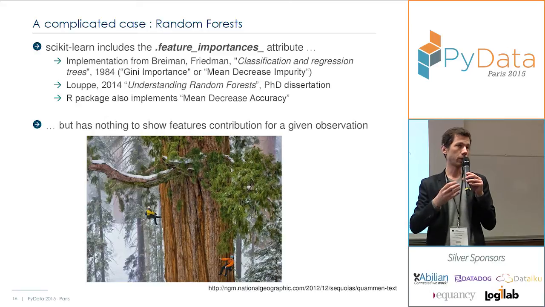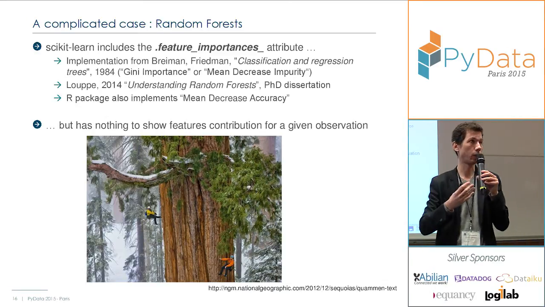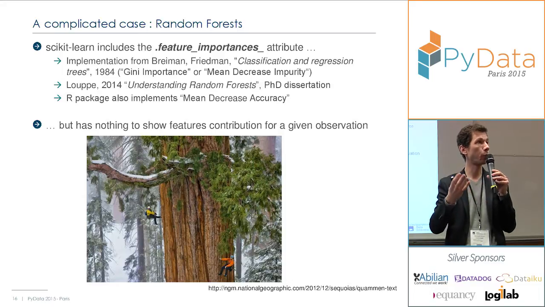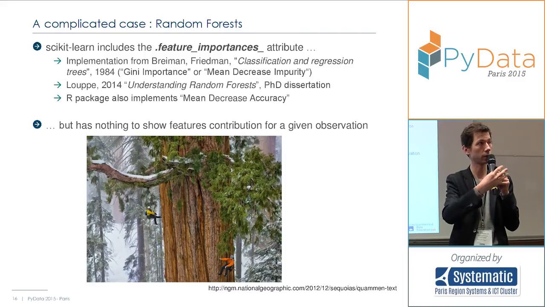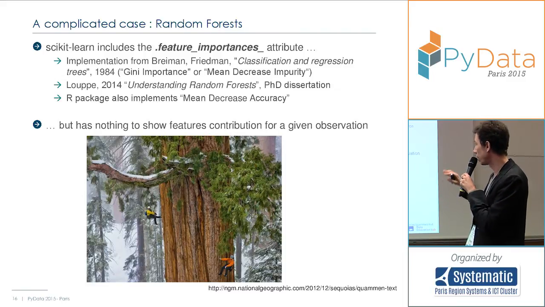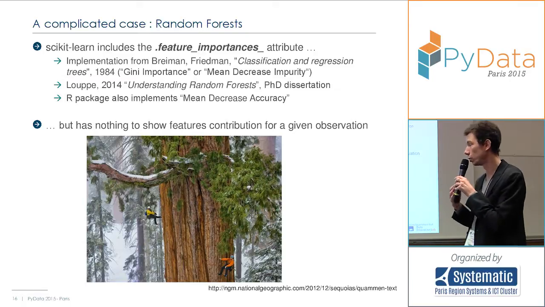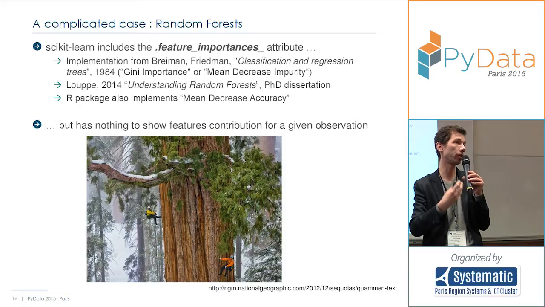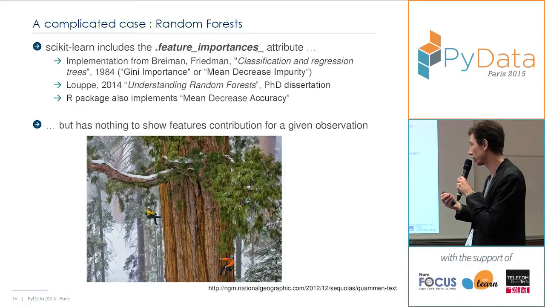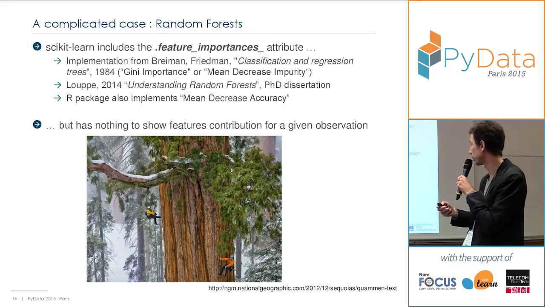So in scikit-learn, now we will focus on random forests, which are a more powerful algorithm, but also a less interpretable algorithm. We have this feature importance callback, which helps us see, on a population basis, what the most important features are. But again, it's not what we are looking for, because we are looking at an observation basis.